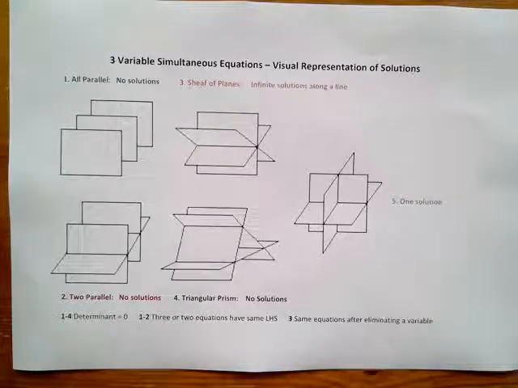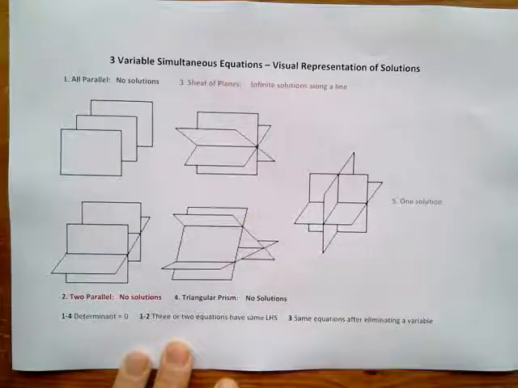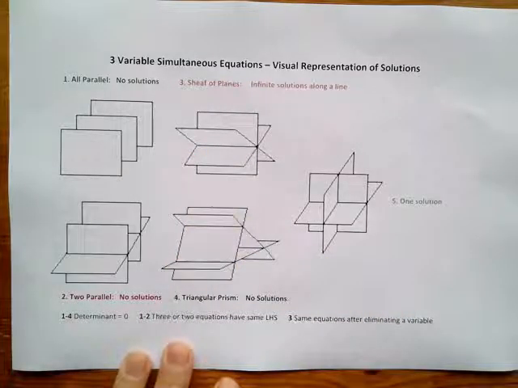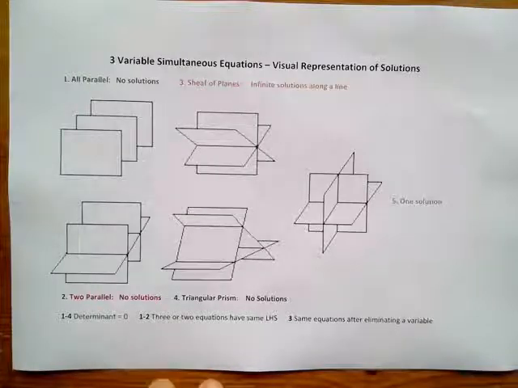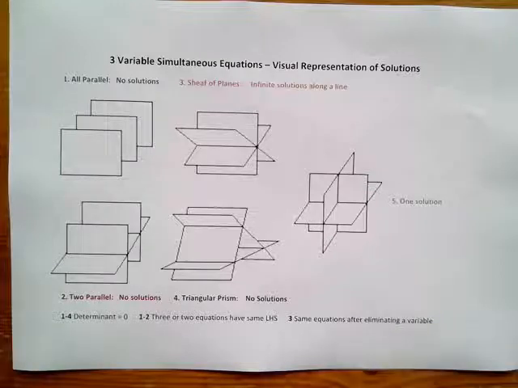The really interesting one, though, is this one here. Because with this one, you can stand on all 3 planes at the same time, but in different places, anywhere along this line. This is called a sheaf of planes. And you can tell from the equations which situation you're actually in.